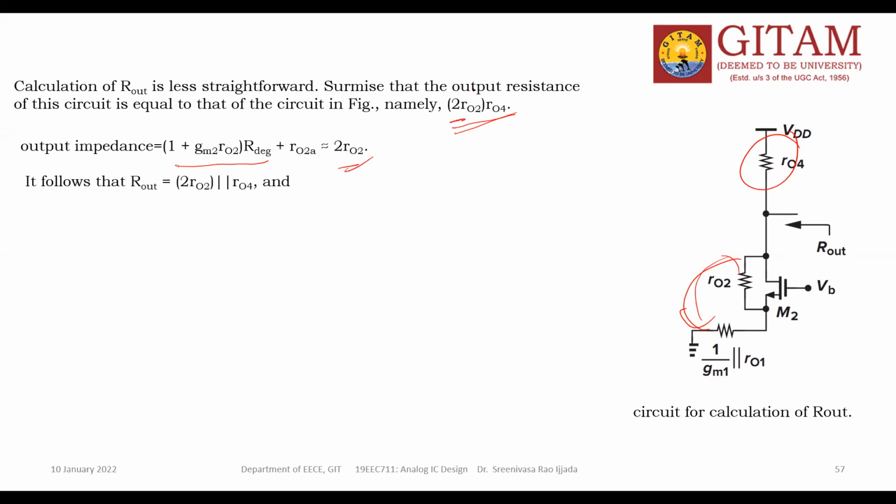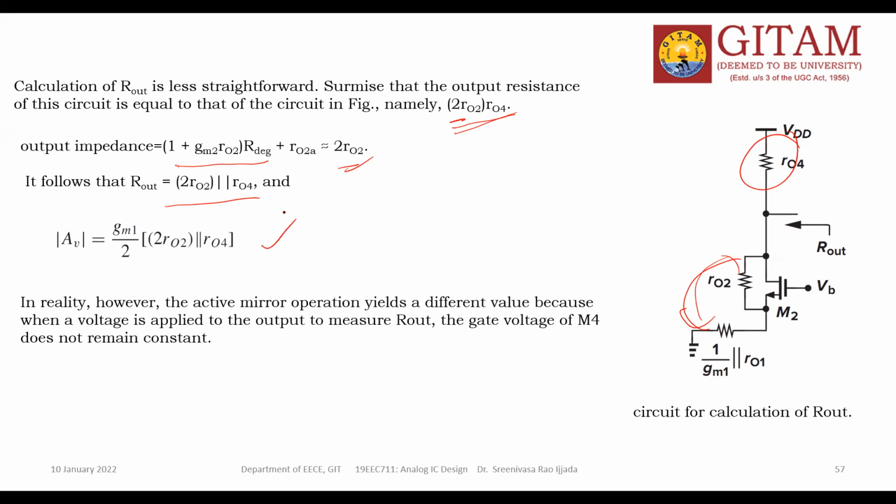So it follows that this is the value. So the gain value is this much for this circuit. In reality, however, the active mirror's operation yields a different value, because when the voltage is applied to the output to measure R out, the gate voltage of M4 does not remain constant. So this is the R0 calculation of this circuit.